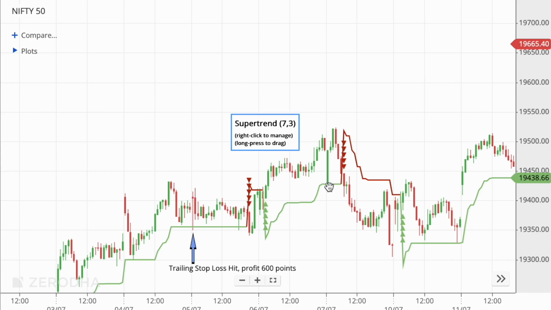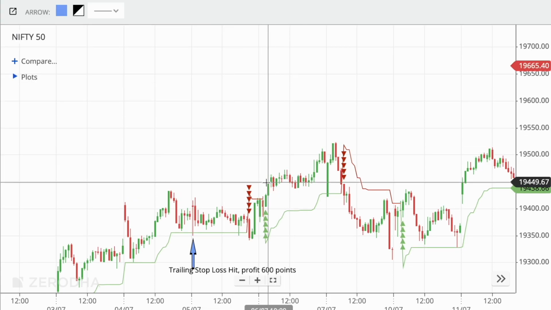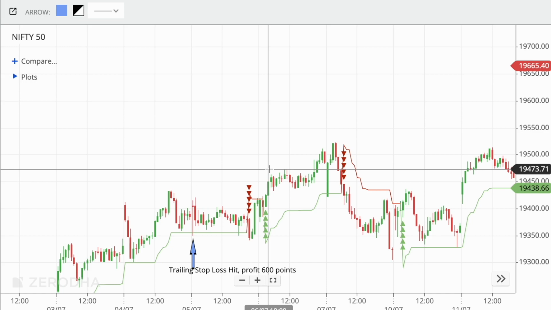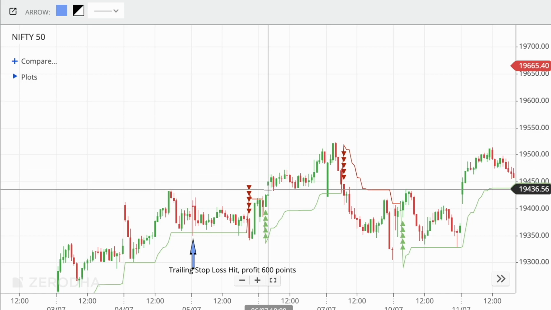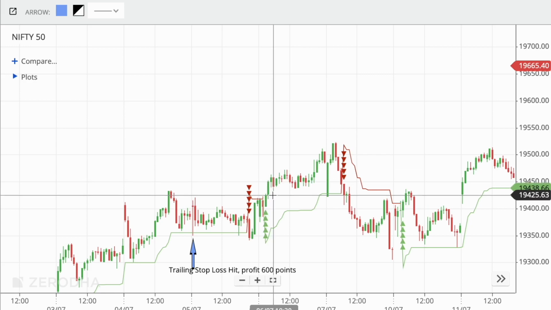Unfortunately, this ends in a loss. But you will see the losses that you generally have in super trend are very small compared to the profits that you generally have. The loss here would be somewhere around, you entered at 19,473 and your exit is 19,427. So you have a 50-point loss, where the profit you had was 600 points.